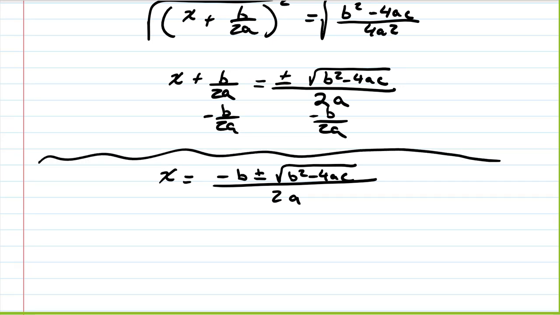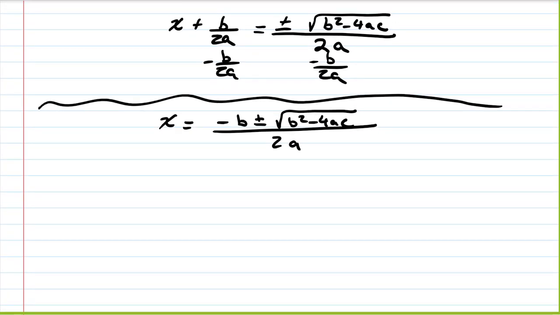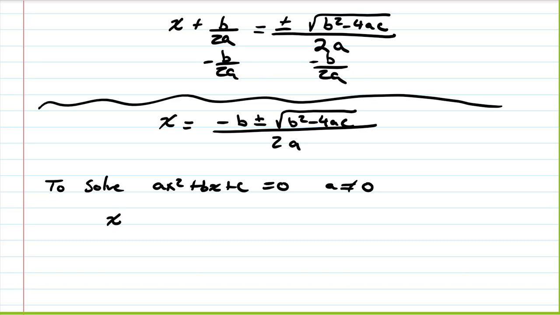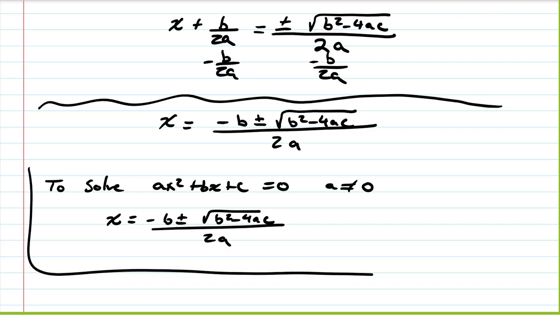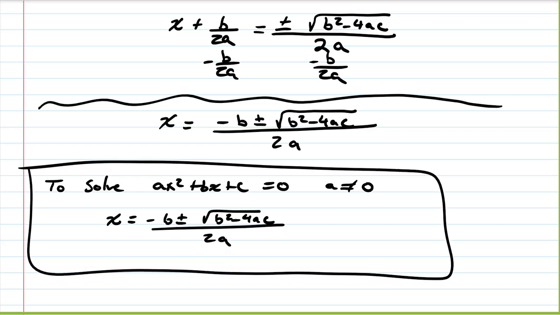So now this last part we do want to write down. This is the quadratic formula. We can use it to solve any quadratic equation. So to solve ax squared plus bx plus c equals 0 for a not equal to 0, x is equal to negative b plus or minus the square root of b squared minus 4ac, all divided by 2a. And this is the quadratic formula.